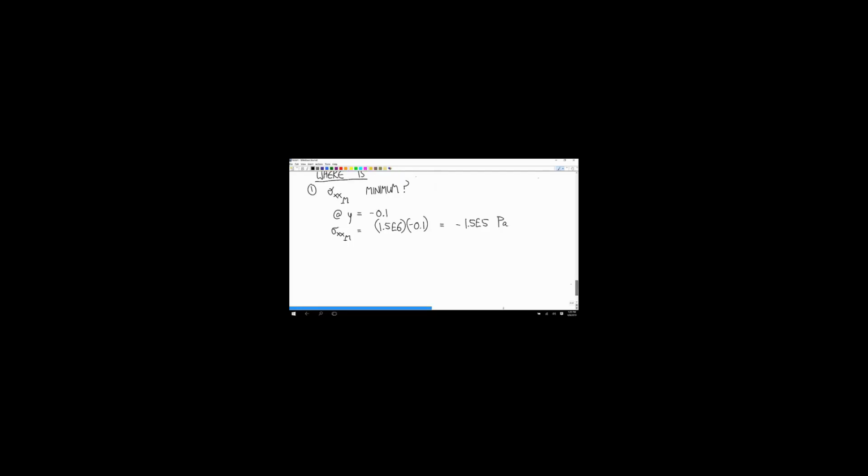Okay, so now, where is this thing equal to zero? Yeah. It's at y equals zero. And where did we put our origin? At the neutral axis. That's what the neutral axis is. That's the place where the length doesn't change, and so there's no normal stress. Okay? So that's always the case. That's a definitional thing.